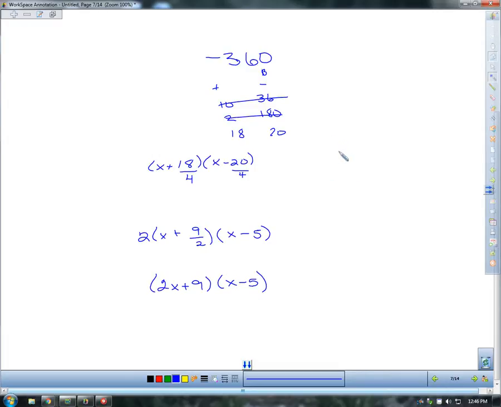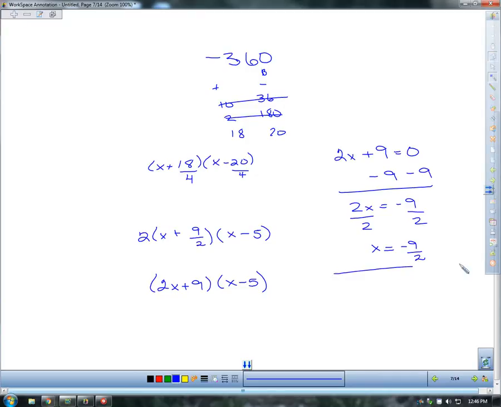So I'm going to say, okay, 2x plus 9 has to equal 0. Then I subtract the 9, because we're trying to get x by itself. I get 2x equals negative 9. Then I divide by the 2, just like old times. x equals negative 9/2. Then I take x minus 5 and set it equal to 0. Add 5, add 5. x equals 5. So that is doing it by factoring.